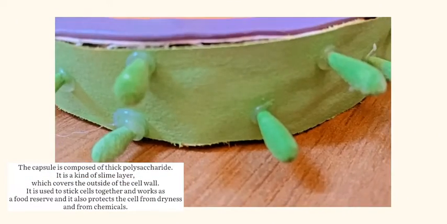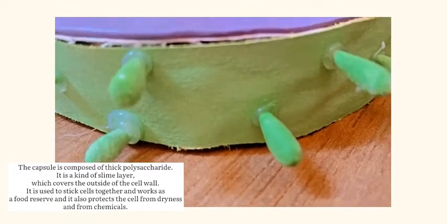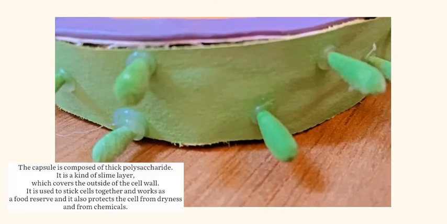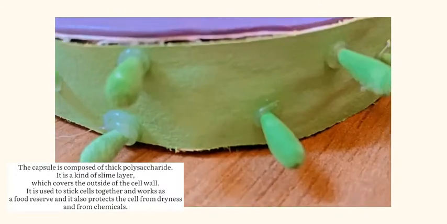The capsule is composed of thick polysaccharide. It is a kind of slime layer which covers the outside of the cell wall. It is used to stick cells together and work as a food reserve, and it also protects the cell from dryness and from chemicals.